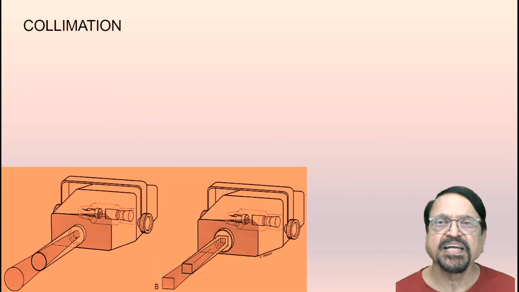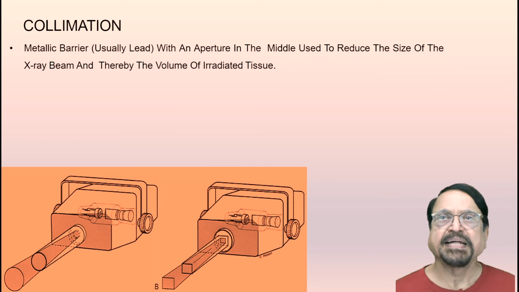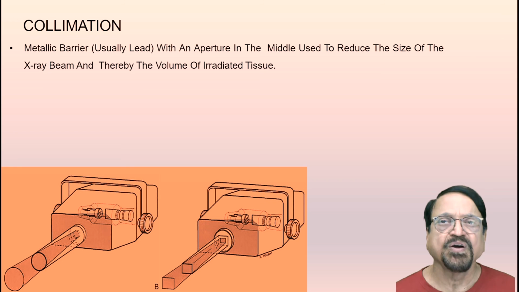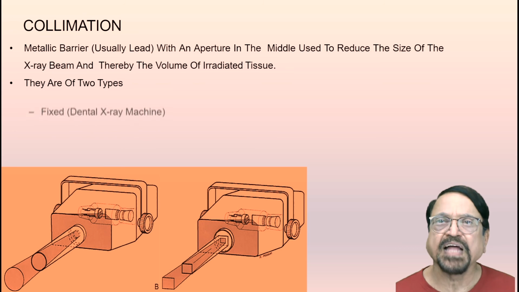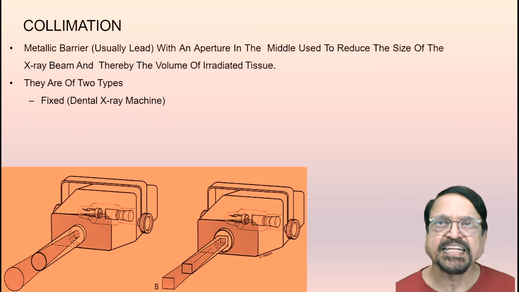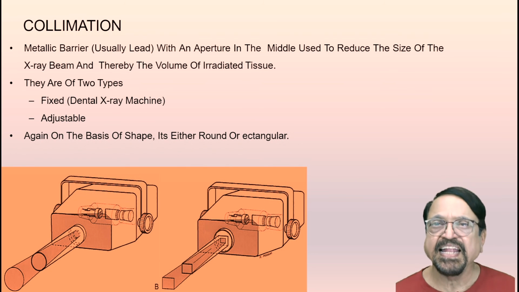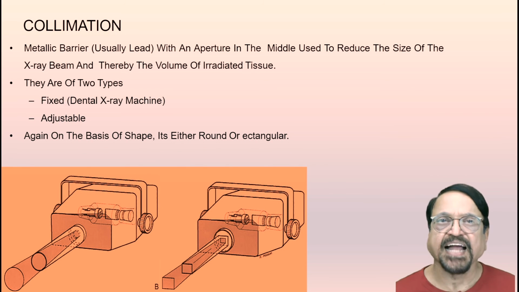Then this is a collimator. You can see the collimation. Metallic barriers are usually laid with an aperture. They have shutters which can be controlled. You can reduce the size, you can close them or you can open them. They are of two types. One is fixed, like in a dental tube, and another is adjustable. You can also have a cone. You can attach a cone to the X-ray tube, and that will make a fixed collimation. Then, on the basis of shape, it's either round or rectangular.